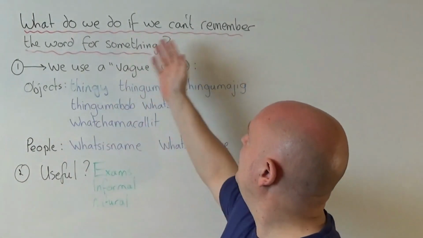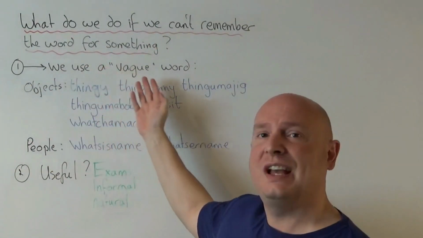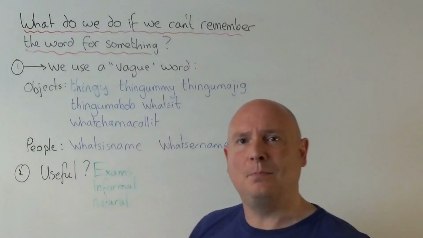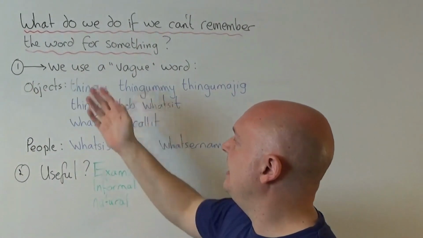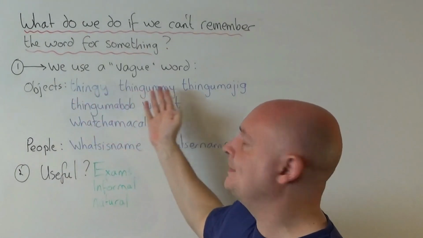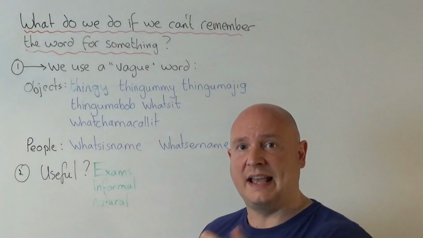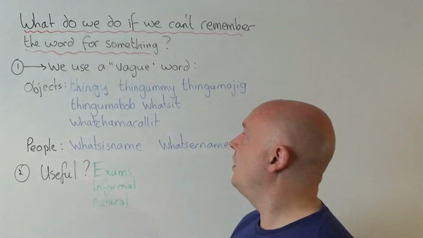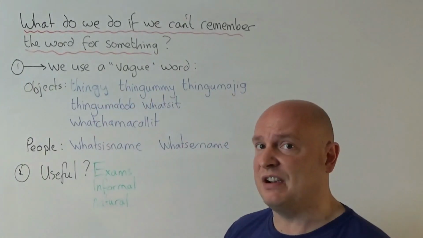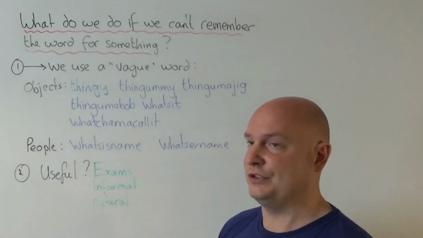Now, what do we do if we can't remember the word for something? We use a vague word. Vague means not clear, not so understandable. But here we've got these words, and I will teach you how to pronounce them, that you use instead of the name of an object because you can't remember. So I'm going to say these words. They're very, very strange, but as you will see later, they're very useful to know.